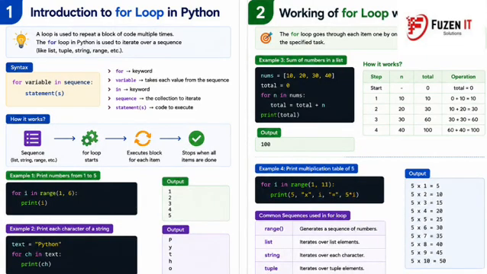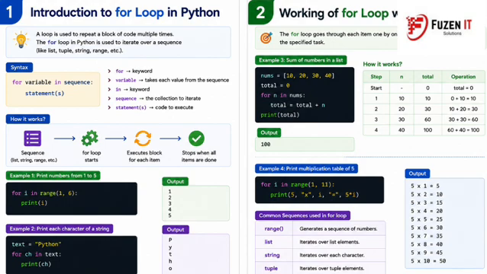Hello everyone. In this video, we are going to learn about one of the most important concepts in Python programming, that is the for loop. A loop is used when we want to repeat a block of code multiple times. Instead of writing the same code again and again, loops help us to do work automatically. The for loop in Python.